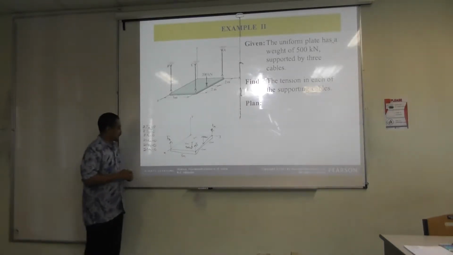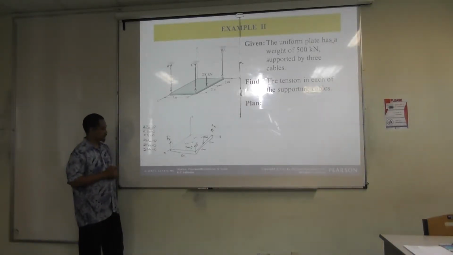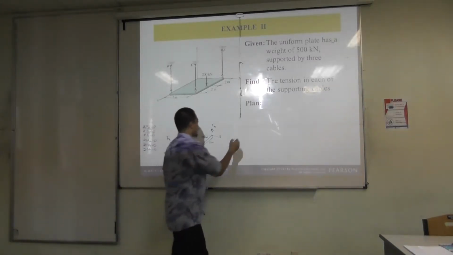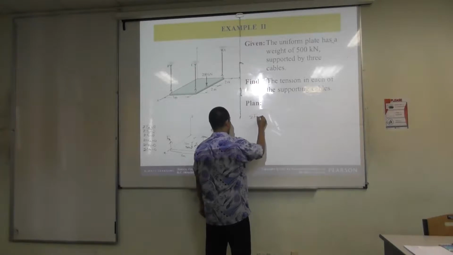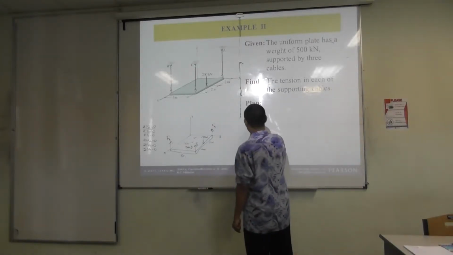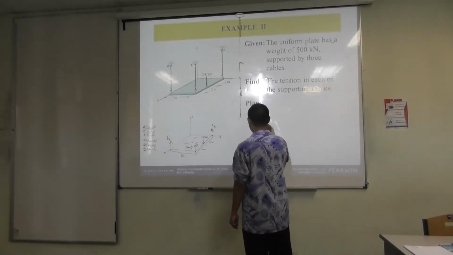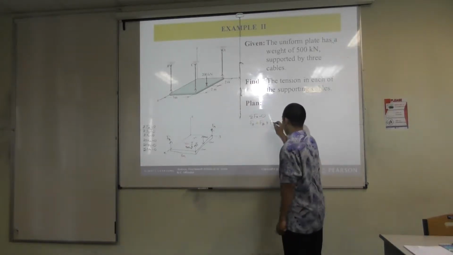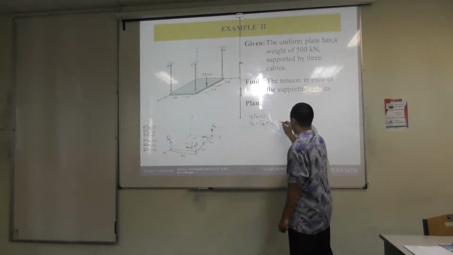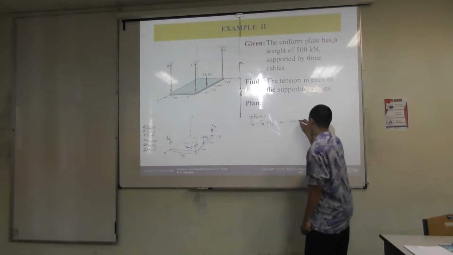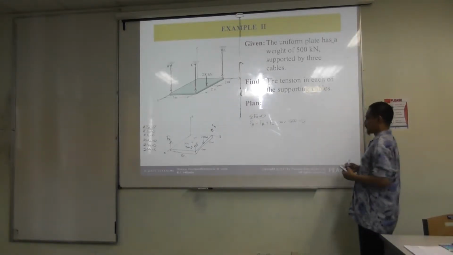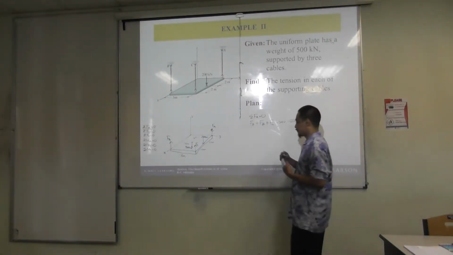Alright, so which one will you use first? Fz. So if you do summation of Fz equal to 0, what do you have? Fa plus Fb plus Fc minus 200 minus 500 equals 0. You cannot solve it yet, right? Next question.